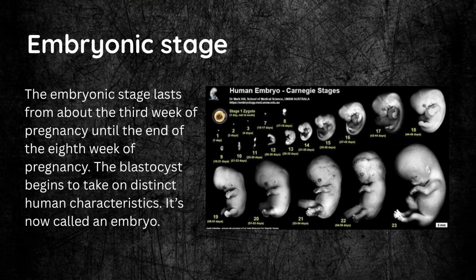And now, let's move to our next topic, which is the embryonic stage. The embryonic stage lasts from about the third week of pregnancy until the end of the eighth week of pregnancy. The blastocyst begins to take on distinct human characteristics. It's now called an embryo.